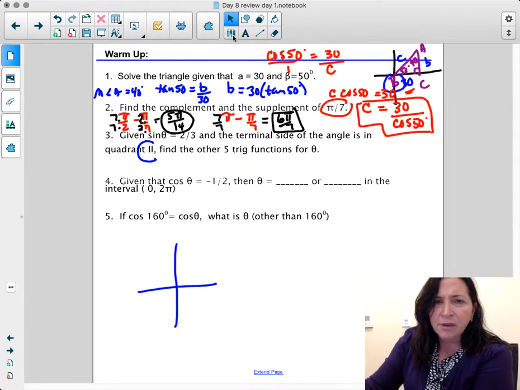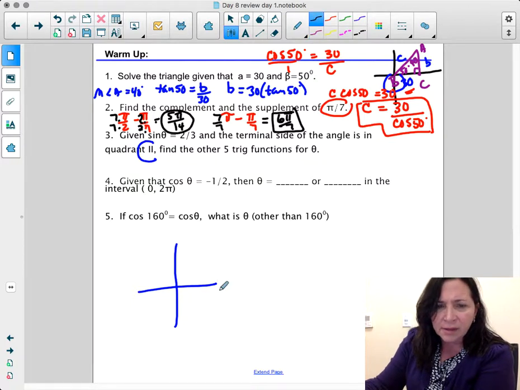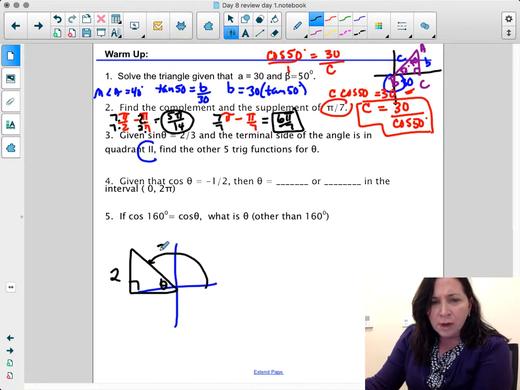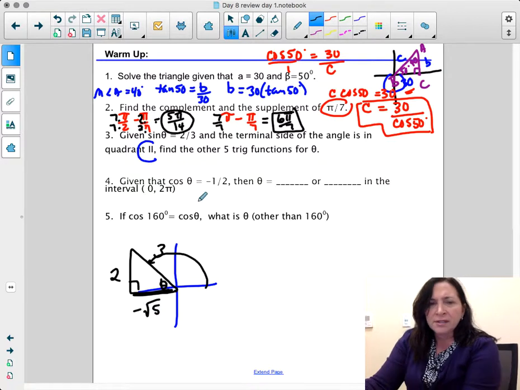And in putting myself in quadrant 2, I'm going to draw my little axis, okay, like this. I'm in quadrant 2. Here we are. And it says sine is 2/3. So here's theta. Sine is opposite over hypotenuse. So this value right here, I need that. So that value is going to be 9. Use the Pythagorean theorem. 9 minus 4, which is the square root of 5. And remember, that's negative going to the left.